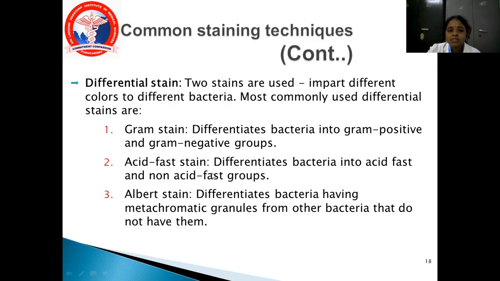Once again, these three are examples of differential stains. In Gram staining, we differentiate between two groups of bacteria, Gram-positive and Gram-negative. In acid-fast staining, we differentiate bacteria into acid-fast and non-acid-fast groups. In Albert stain, we differentiate bacteria having metachromatic granules from others that do not have them.